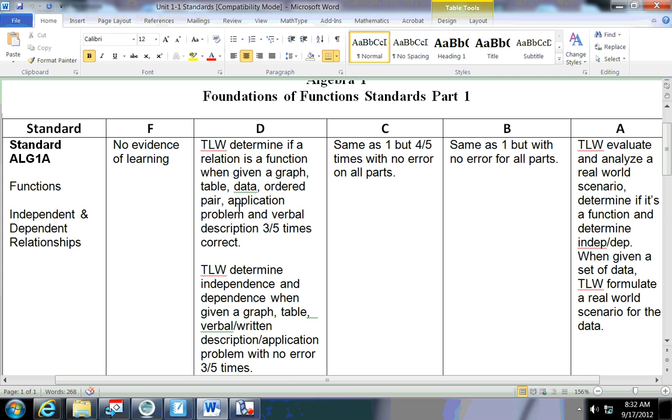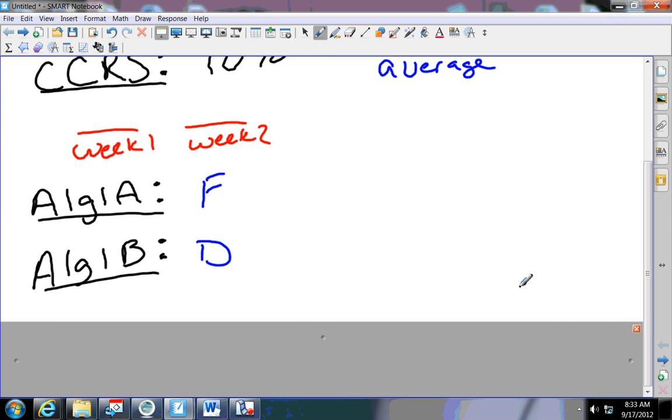Maybe on your test you were able to do the functions but not the independent and dependent. What you're going to do to be able to reassess, because you are able to reassess to raise these to passing grades and even a higher grade here on Part B, is this. You will not be retaking the same test. You will be given a different type of assessment so that I see if you have mastered the standards.